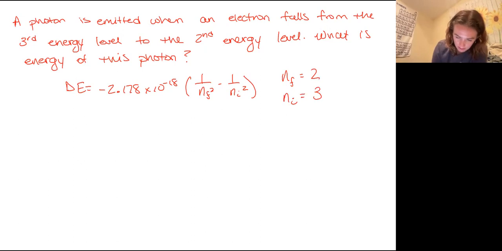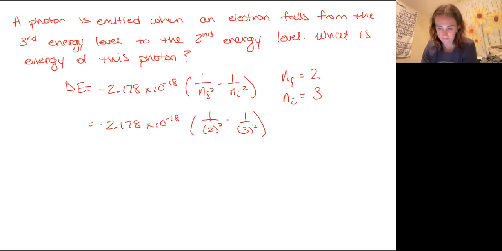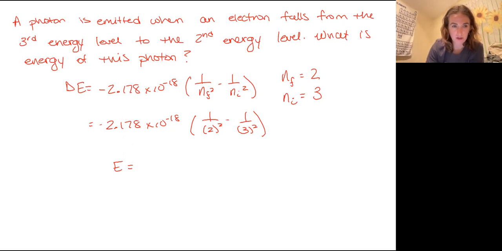Okay, so this just turns into negative 2.178 and then you can just solve from there, right? I would do your parentheses first and then multiply by the negative 2.178. And what do we get for an energy? What's our change in energy?